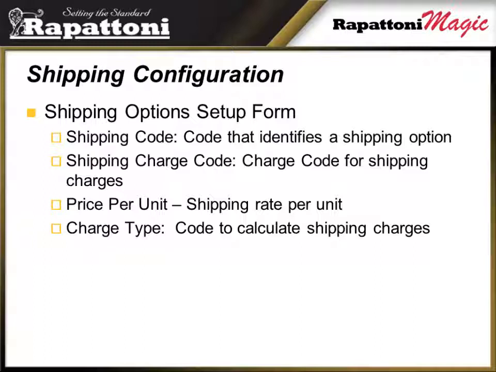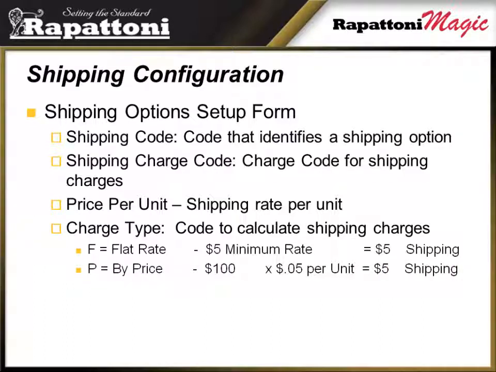And of course that can change depending on which charge type you use, whatever that rate is. In this case, you have the flat rate, which really doesn't have a shipping rate per unit because it's just going to be the minimum rate, in this case $5. Or you can set by price, where the shipping rate per unit is set up as 5 cents per dollar. They pay $100, multiplied by 5 cents equals $5 shipping.